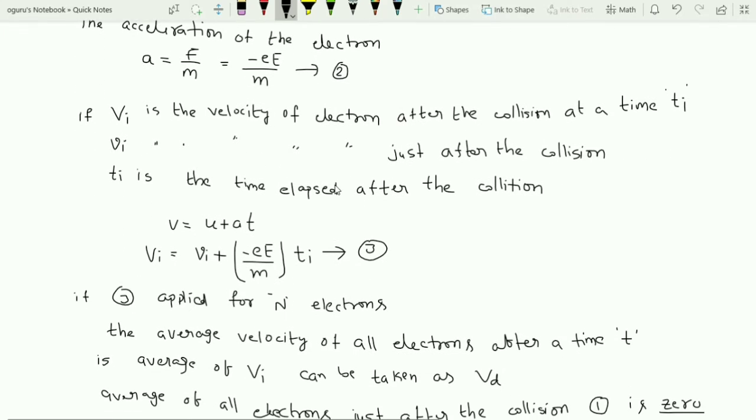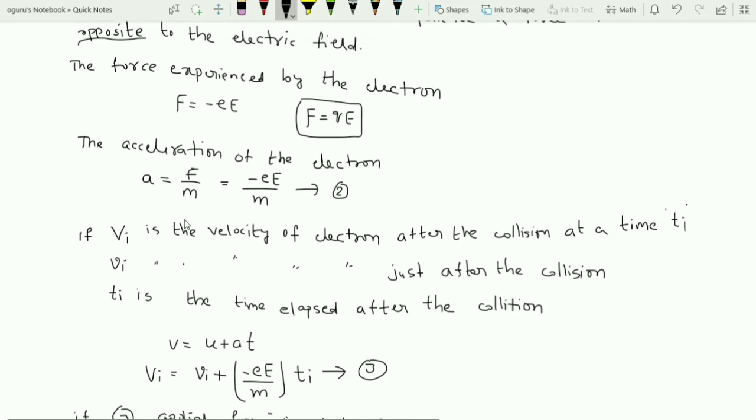Now let us give some notations. Capital Vi is the velocity of the electron after a time ti, and small vi is the velocity of the electron just after the collision. We know the kinematic equation V equals U plus AT, where V is the final velocity, U is the initial velocity, A is the acceleration, and T is the time. So this equation gives the velocity after the time T.